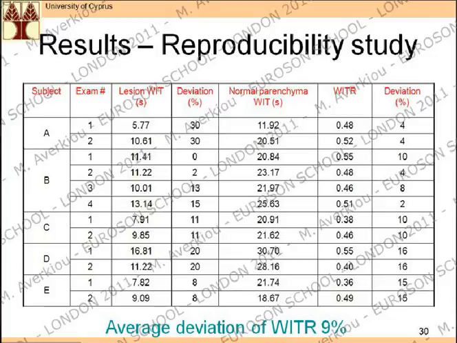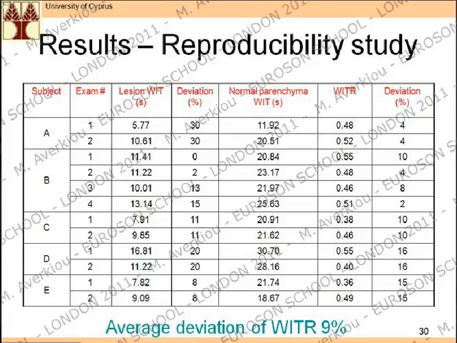So now I'm going to show you the results of that trial. First, I'm going to talk about the original reproducibility study, which was just 5 patients, and then I'm going to show you about the extended reproducibility study. So for these 5 patients, we did multiple injections, and we measured the lesion washing time. This is the deviation from the mean of the number of injections that we had. Then for normal parenchyma, and I formed the WITR, or the washing time ratio, and this is the percent deviation from the mean of every one of them.